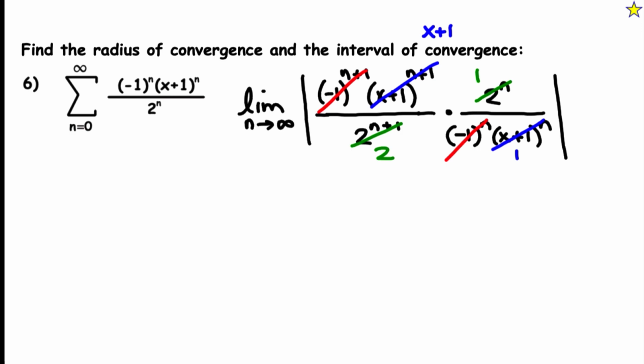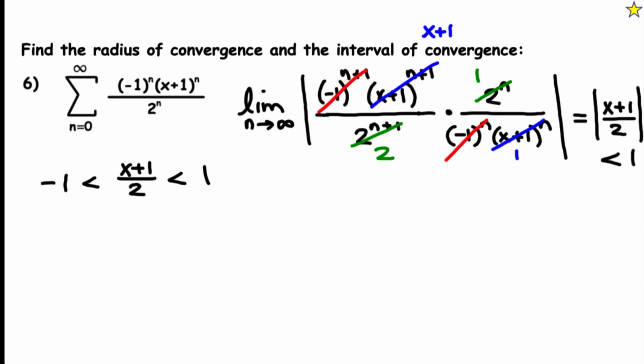So that's going to give us the absolute value of x plus 1 over 2. All right, we want the interval of convergence and the radius of convergence, so we need this to converge. That means that the absolute value of x plus 1 over 2 must be less than 1. And if your absolute value is less than 1, that means that x plus 1 over 2 needs to be in between 1 and -1.